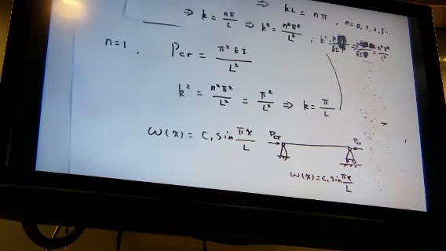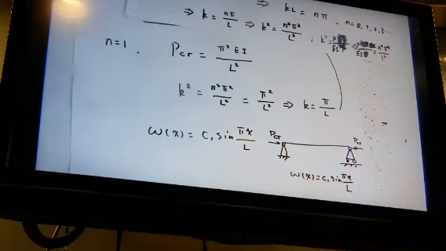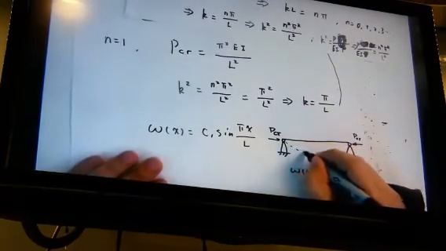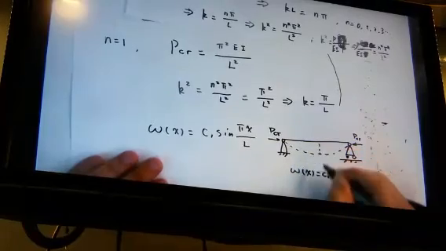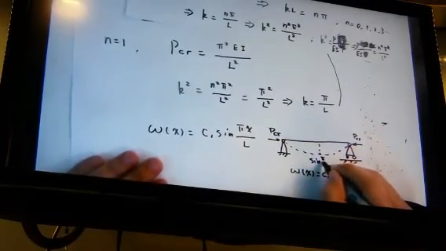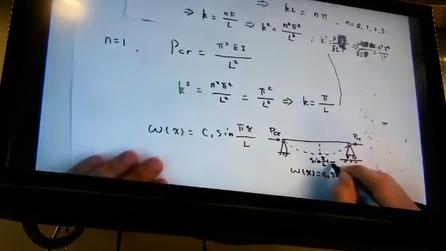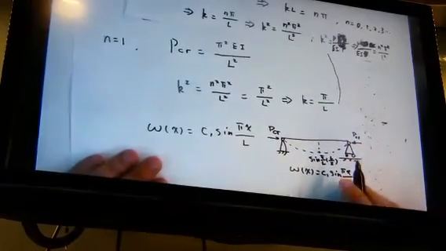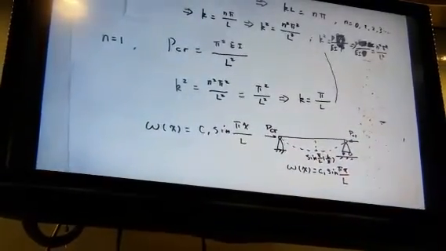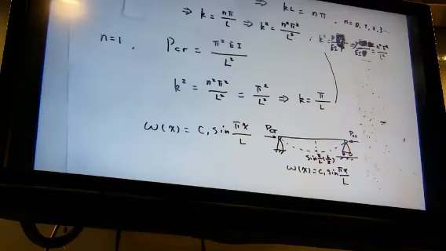When x equals L divided by 2, you get sine(pi divided by 2), which is 1. So the deformed shape will be like this, and this point is x equals L divided by 2. The total length is L.